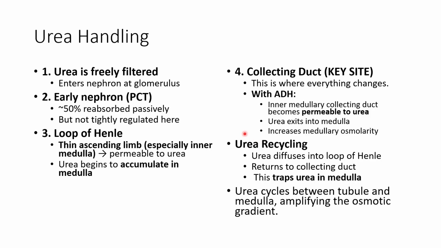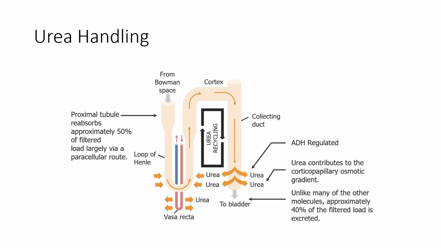Now there is another thing, that this urea is also recycled. From the collecting duct, it enters the interstitium of the medulla if ADH is present, and from the medulla, it again diffuses into the loop of Henle, and then again returns to the collecting duct. This traps the urea in the medulla. And this whole recycling helps in amplifying the osmotic gradient.